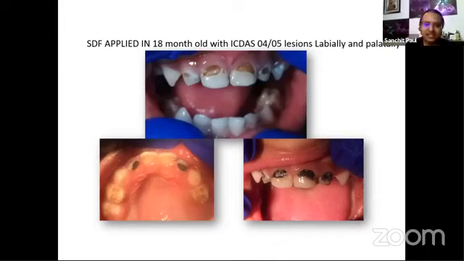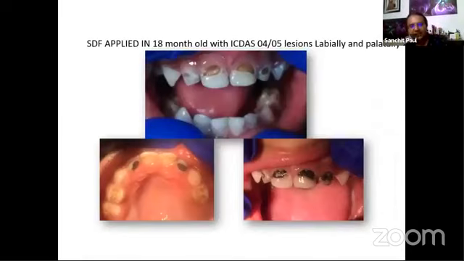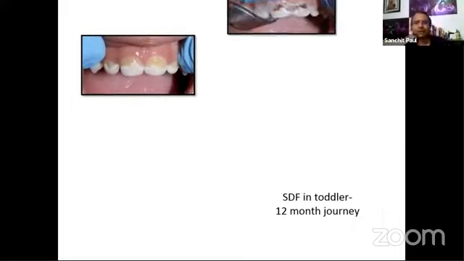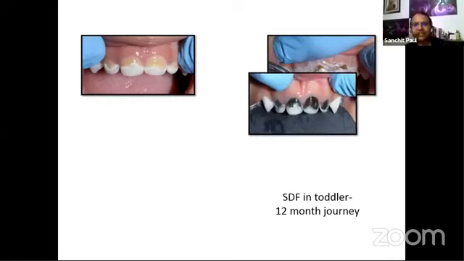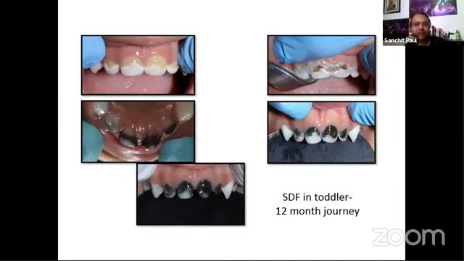But yes, we cannot leave it just like that and only varnish one surface. So for these lesions, for these children, and for these cases, SDF is nothing less than a magic or a big boon. We can say that. And with a simple SDF application, palatally and labially, we can see it immediately arrests over there. So this case series of SDF in a toddler is a 12-month journey, which highlights that those lesions, which eventually could have deteriorated if we would have waited, were not only nicely arrested, but we can see that hard, shiny lesion.